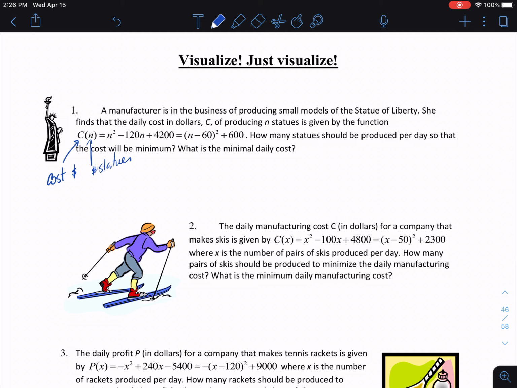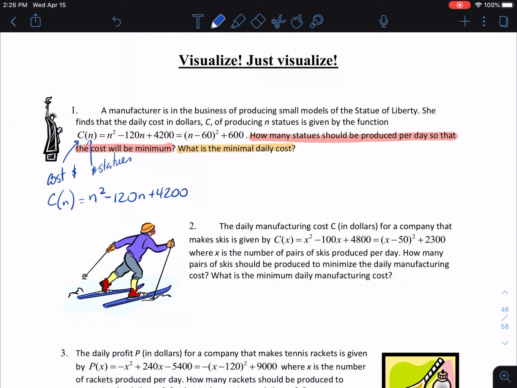All right, it is given by the function C of n. So C is the cost when n statues are made. The cost when n statues are made is C of n = n² − 120n + 4200. Okay, so that's certainly one form of the function. So we have two questions. One of the questions is how many statues should be produced so that the cost will be minimum? And the second question is what is that minimum daily cost?